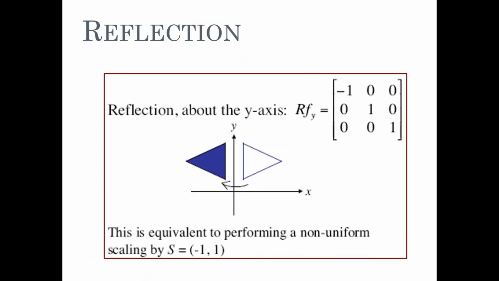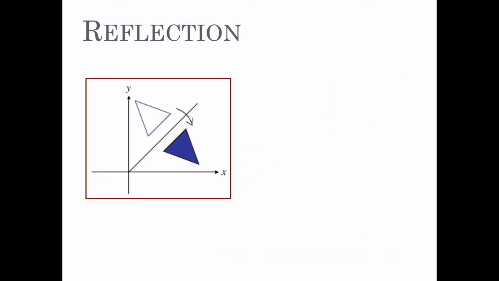Okay, now on the reflection about the y-axis, the x coordinate is multiplied by minus 1. This is equivalent to performing a non-uniform scaling by s equal to minus 1, 1. The x coordinate is multiplied by minus 1 and the y coordinate is multiplied by 1 when the reflection is about the y-axis. So we have two formulas: the first one is reflection about the x-axis and the second is reflection about the y-axis.